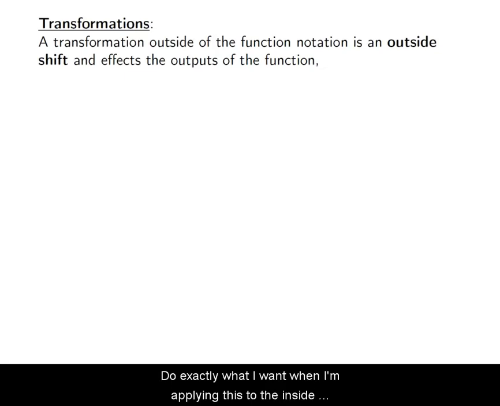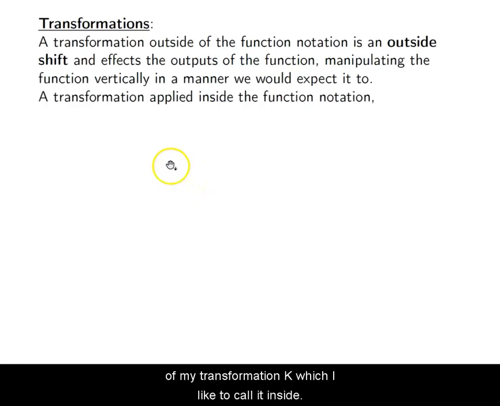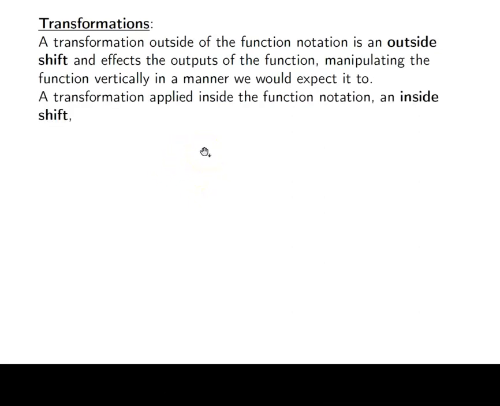When I'm applying shifts to the inside of my function, which I like to call an inside shift, things actually work the opposite way. Apply a shift on the inside though, it works opposite, right? So if I want to move my inputs to the left or to the right, I'm actually plugging in what looks like the opposite value of what I wanted to move. So if I wanted to move to the right by like 3 units, I'm actually going to have my x values minus 3. Okay, that's what it's going to look like when I plug it in.